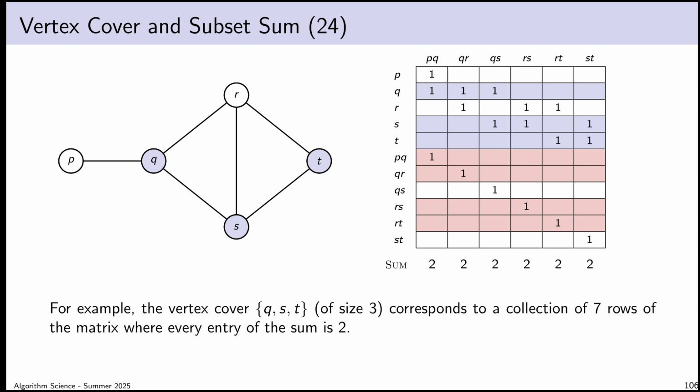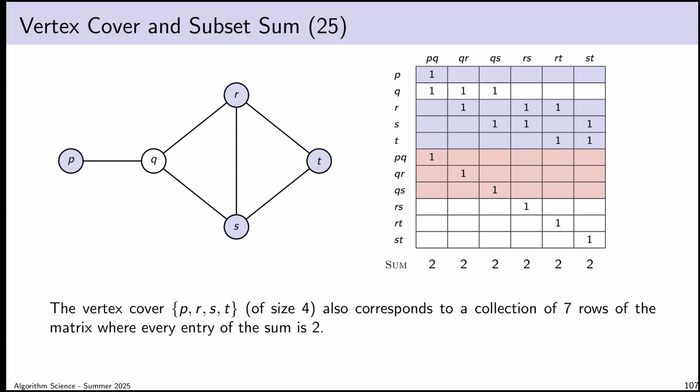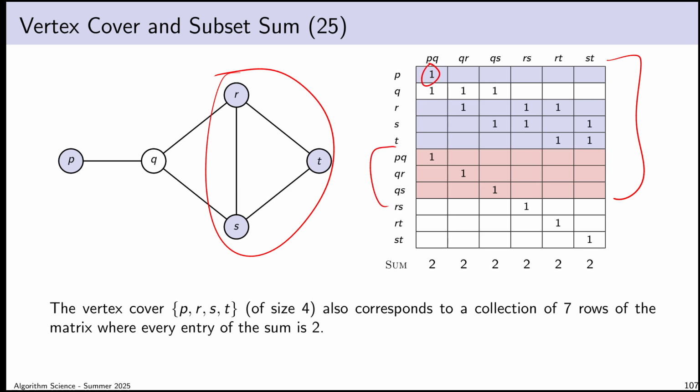So if I look at my vertex cover QST, that happens to correspond to a collection of 7 rows, and then every entry of the sum is 2. If I look at this vertex cover that contains 4 things, that actually also corresponds to a collection of 7 rows. And the reason why I need fewer slack rows is that more of my edges have both of their endpoints covered. So there are fewer rows where I need to pick up the slack. Which rows need that? Well, actually, it's these 3 here. So the edge PQ is only covered by one endpoint, so I have to bring in the slack row for PQ. So is the edge QR and the edge QS. But these 3 edges are covered by both endpoints, and so therefore I don't need the slack rows for them.